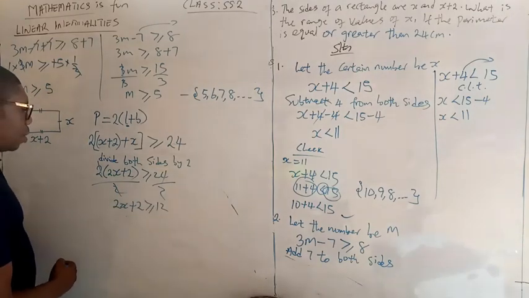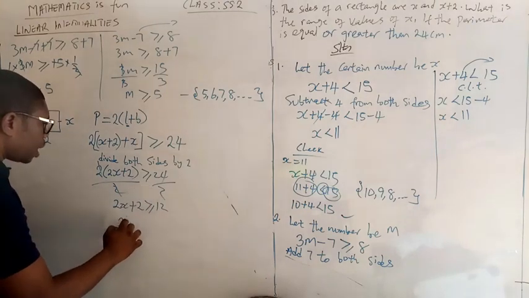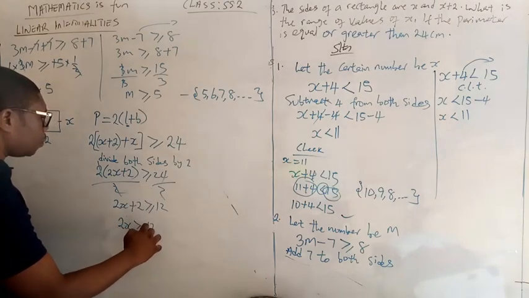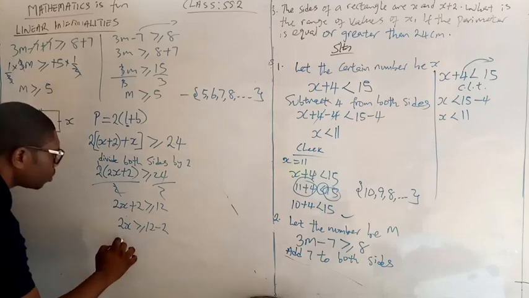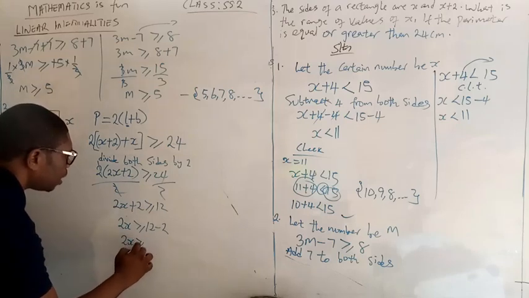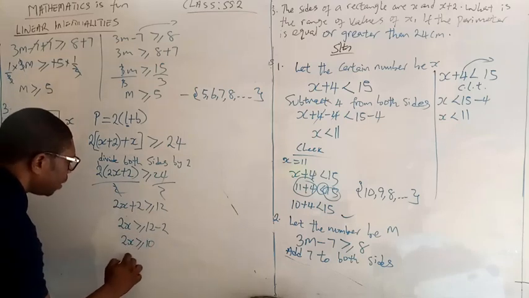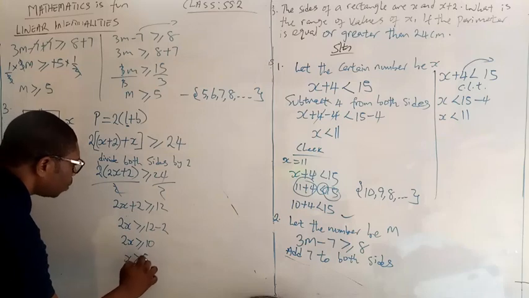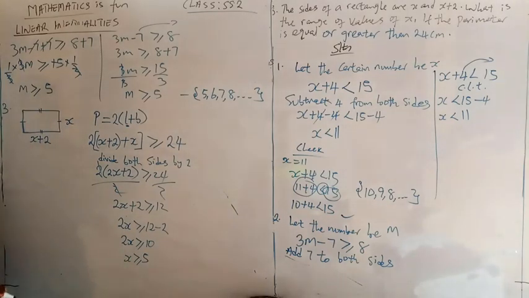Now, move that 2, we have 12 minus 2, and 2x is greater than or equal to 10, and your x is greater than or equal to 5. This is what the question wants us to do, to find the range of values of x.